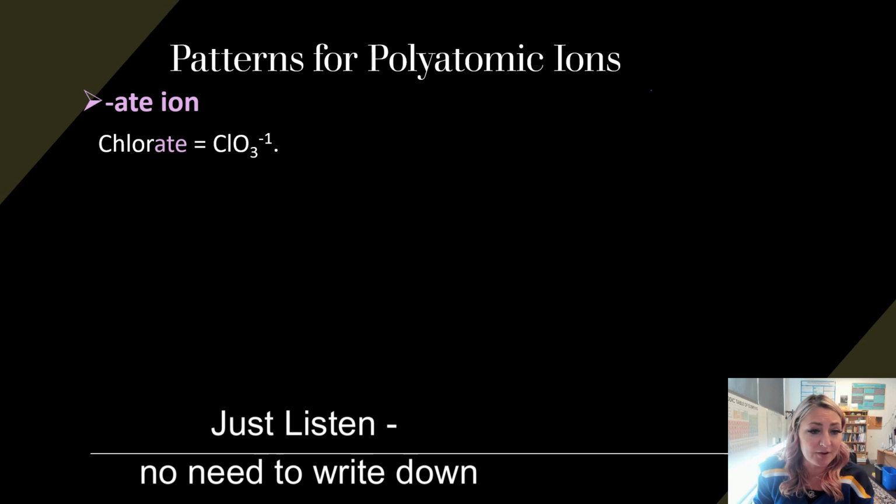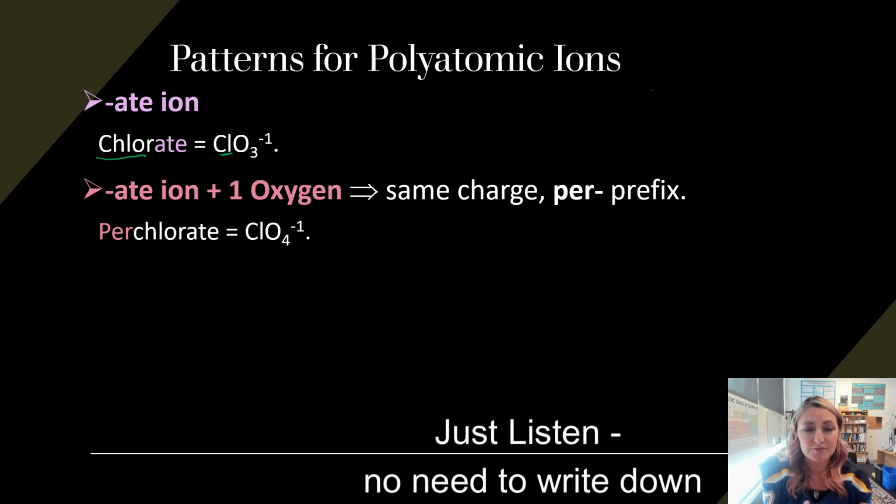So starting with our base name, the -ate ion is your base name. In our example, this is our stem, chlor, for chlorine, and our base -ate is ClO3 with a -1 charge. We just give that the -ate ending: chlorate. If you have your base -ate chlorate, but you add an additional oxygen, it's going to have the same charge, but you're going to put a per- prefix in front. So, for example, ClO4 is perchlorate, so it's the base with an extra oxygen.